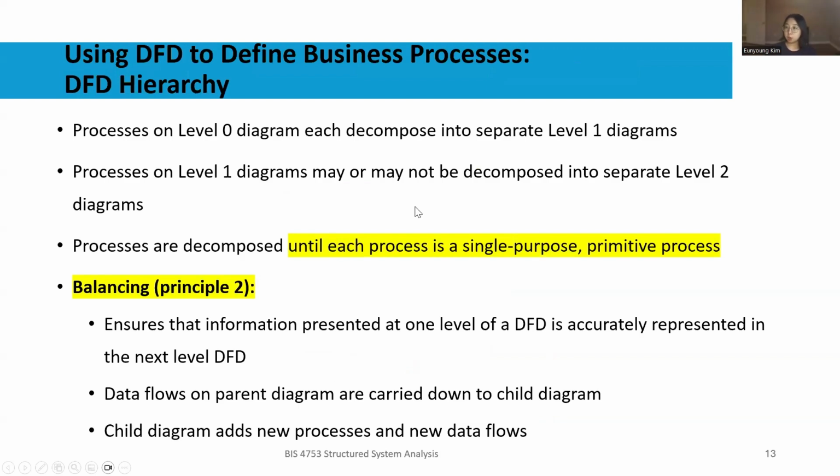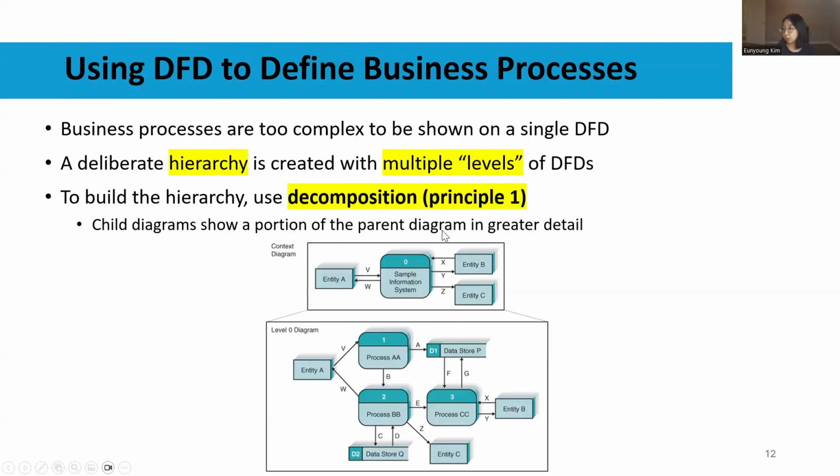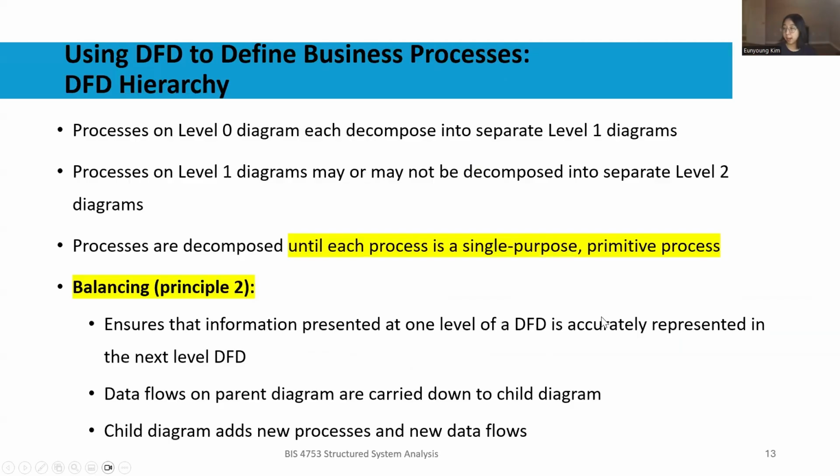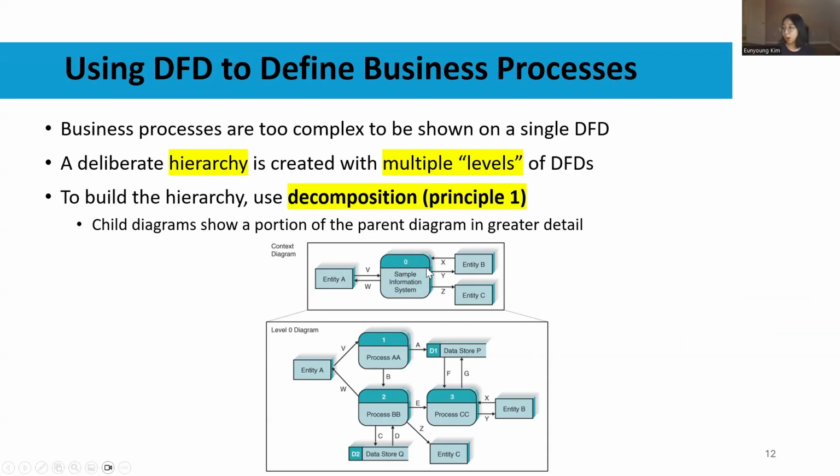Okay, so let's see the hierarchy of the DFD. First of all, we will define the context diagram like this. We will mainly capture the external entity and their data flow and what this system is about. And in our level 0 diagram, which is the child diagram of the context diagram, we will decompose what is the main activity of this information system.